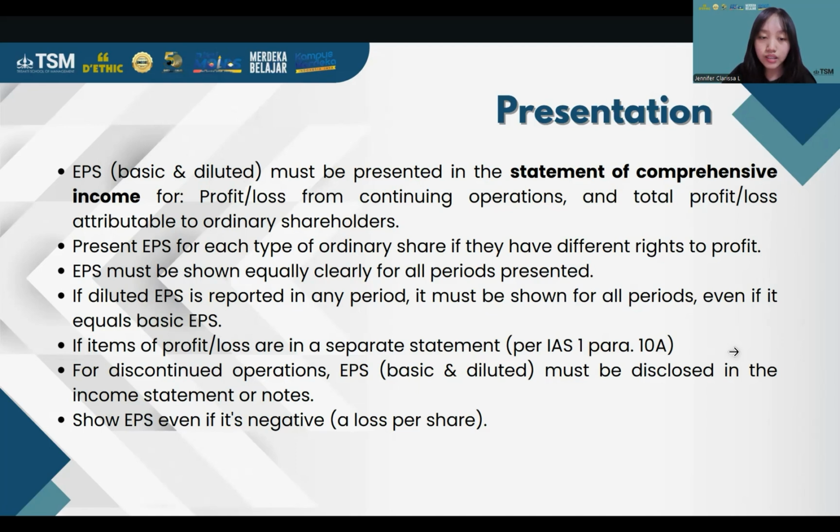If diluted EPS is reported for any period, it must be shown for all periods, even if it's the same as basic EPS. If items of profit or loss are presented in a separate statement, EPS should also be shown there. And for discontinued operations, disclose EPS, both basic and diluted, either in the income statement or in the notes. And finally, remember to always show EPS even if it's negative. It means representing a loss per share.